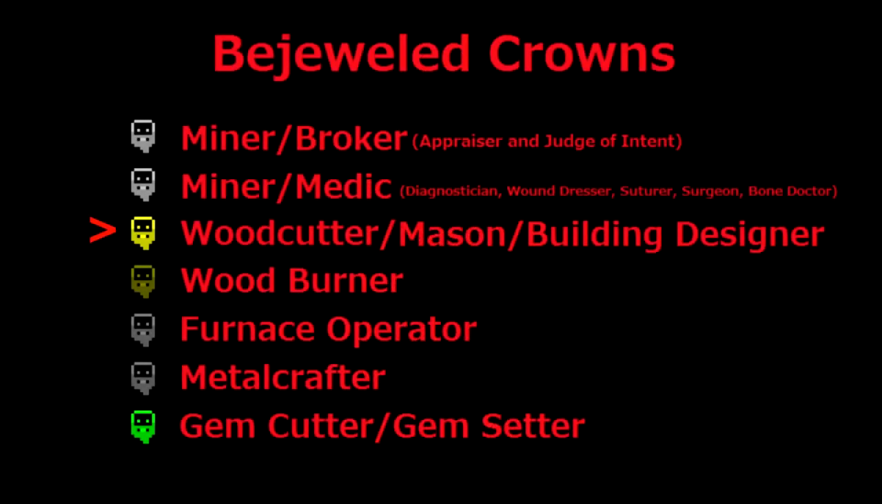For this, I've nabbed a woodcutter to cut down trees for fuel and given him masonry and building designer skills so he can quickly prop up wood furnaces and smelters for my crown-making industry. I've got a wood burner for producing charcoal and a furnace operator for processing silver and gold ores. The metal crafter is the crown man himself, and lastly, I've got a dwarf with gem cutting and setting skills who's going to make the crowns made by the metal crafter even cooler than they already are.